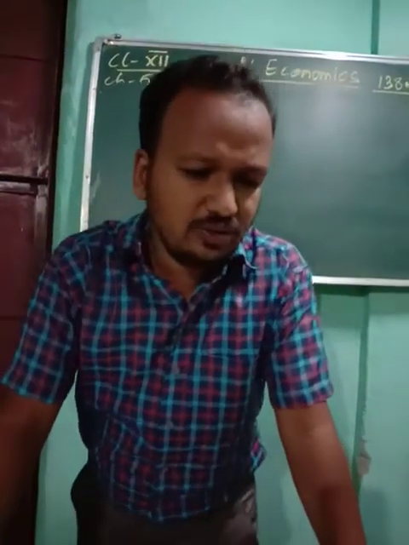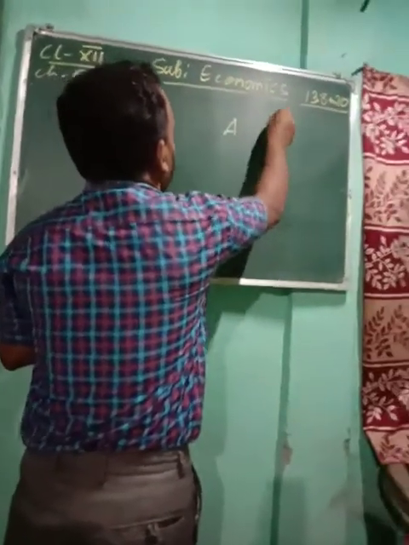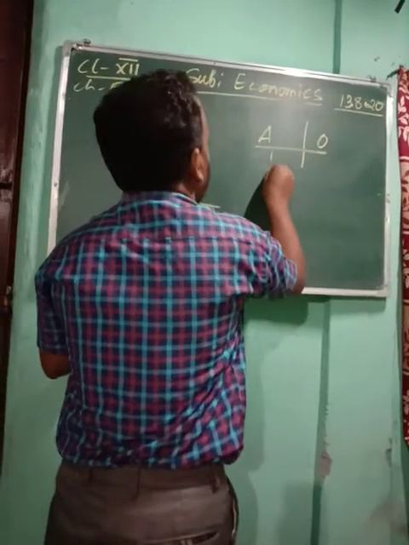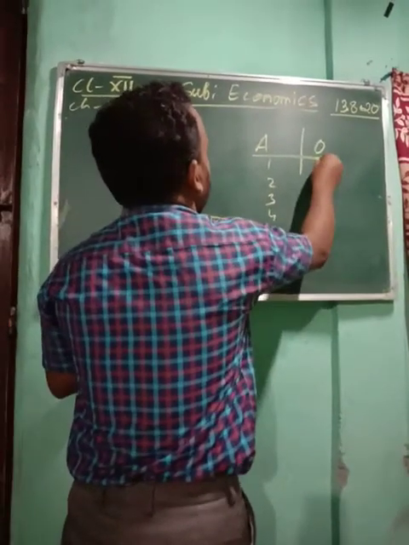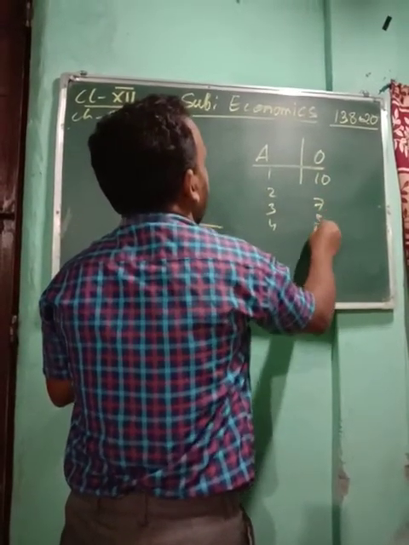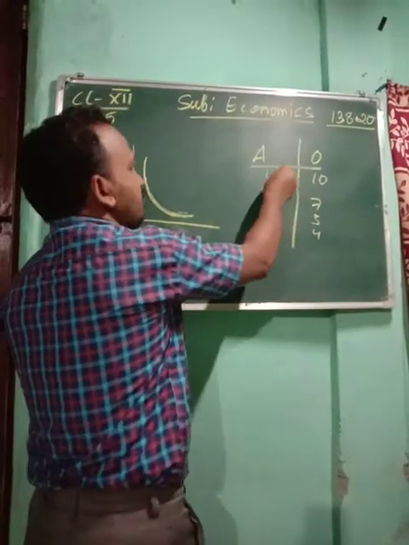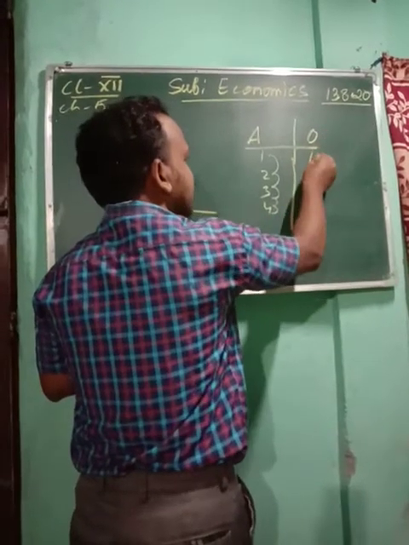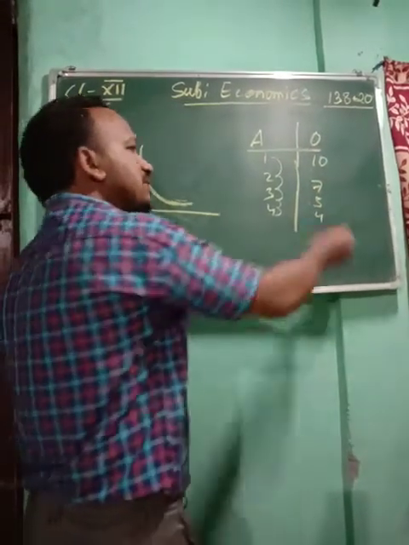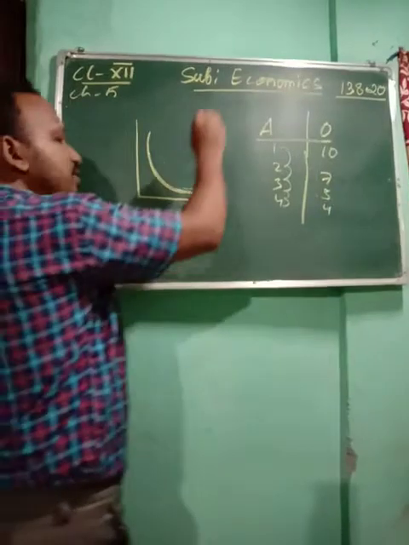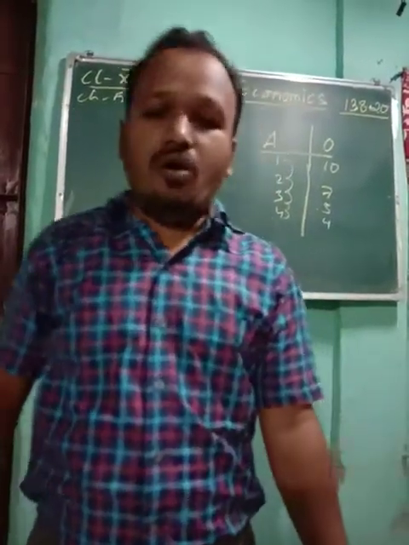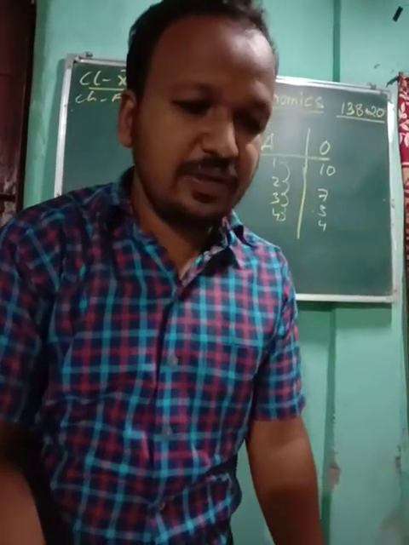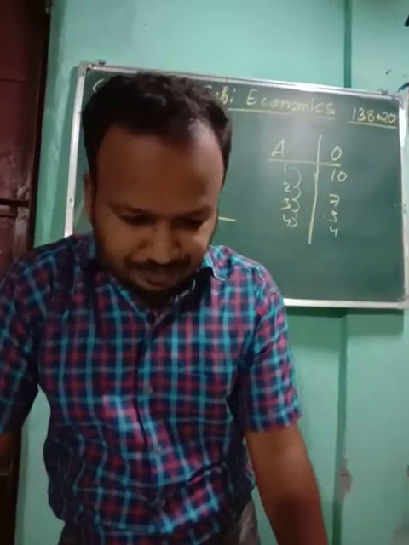So almost everything is very simple only. I've told you apple and orange. Now, 1 2 3 4, 10 7 5 4. You see when the consumer is consuming an additional unit of a commodity, the oranges are getting reduced. This is the only reason why the indifference curve will be convex to the origin.